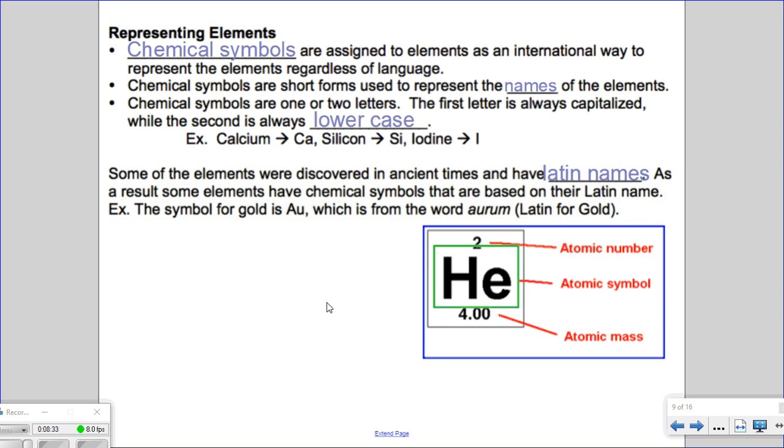Now, on the periodic table, how information is presented can give you an indication of the subatomic particles contained within an element. Generally speaking, you'll have the element symbol here. This is the atomic symbol telling you what element is being represented. In this case, He is going to be helium. And then you have the atomic number, which is placed above the symbol, and the atomic mass placed below the symbol.